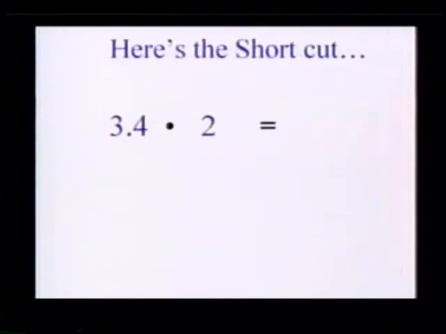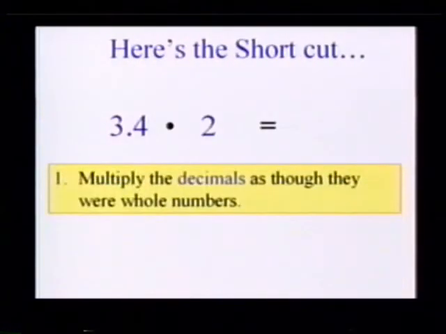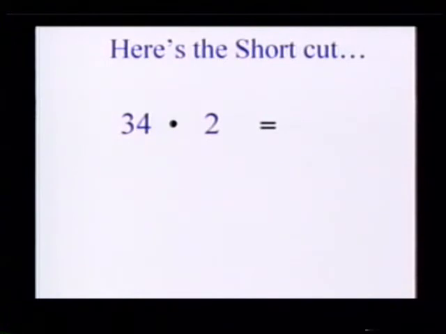Allow me to demonstrate. Okay, let's take a look. Now, we're going to multiply normally as if there was no decimal place there. Now it's a 34. Okay, and 34 times 2 is 68. Now, it wasn't a 34, it was a 3 4/10. Okay?